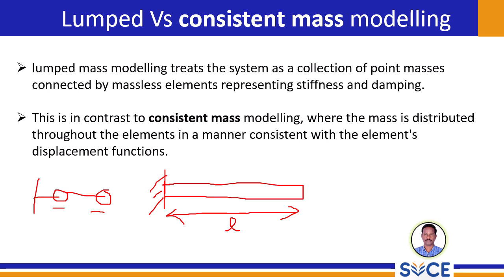The key difference lies in the resulting mass matrix. The lumped mass matrix is typically diagonal. In contrast, the consistent mass matrix is generally not diagonal. It is the off-diagonal terms that represent inertia coupling between different degrees of freedom within an element. For example, consider a simply supported beam.